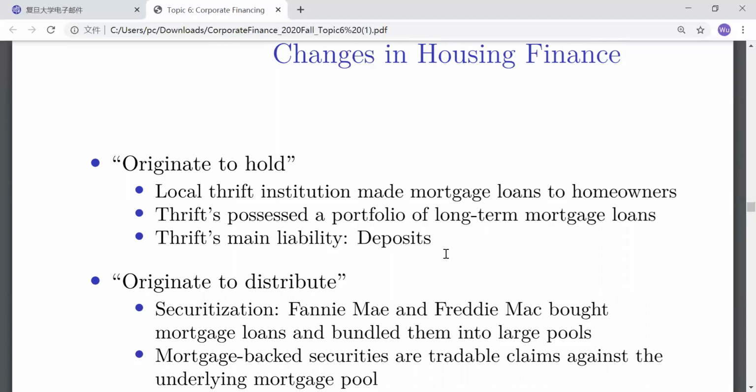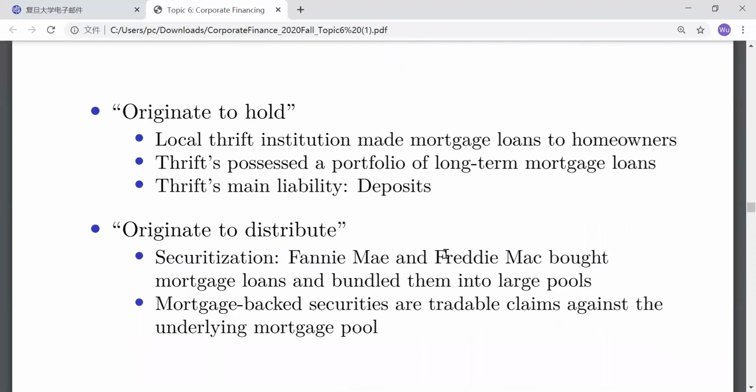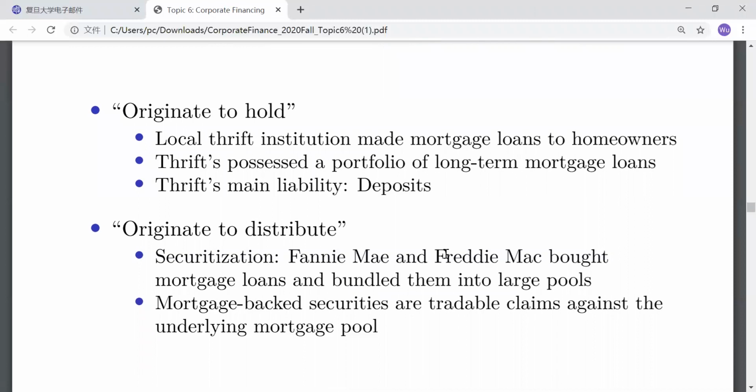The original model is originate to hold, which means there's a local thrift institution like a bank, right? They make mortgage loans to homeowners, and banks hold a persistent portfolio of long-term mortgage loans, and the main liability is deposits. But before the financial crisis, there were significant changes to this business model, right?